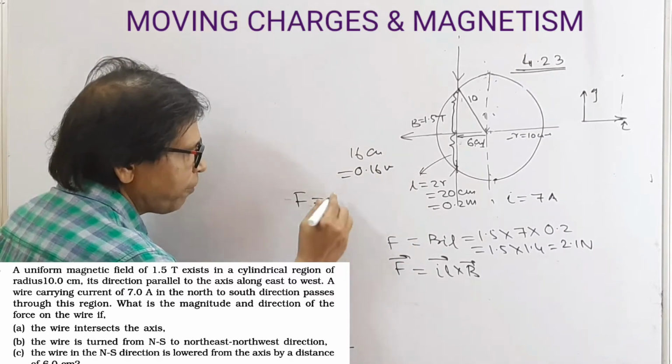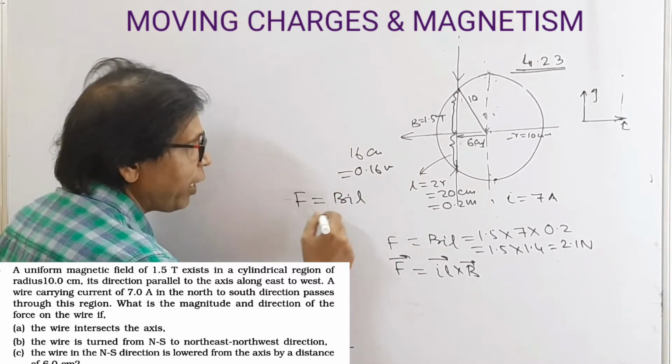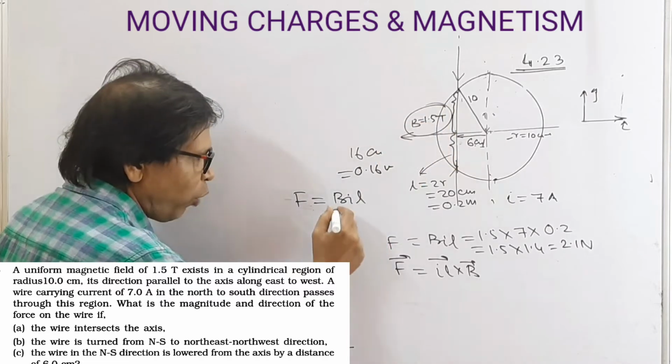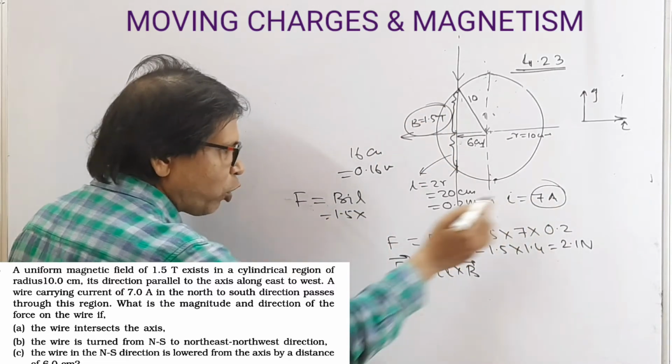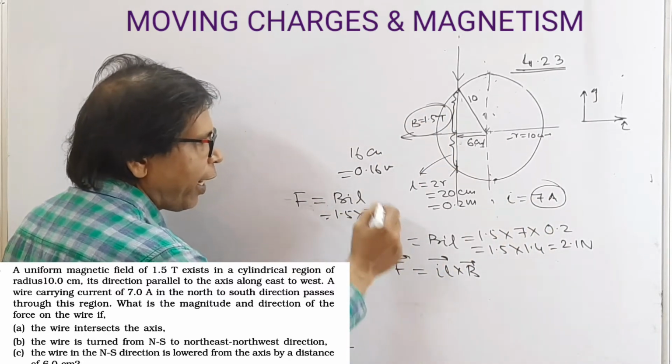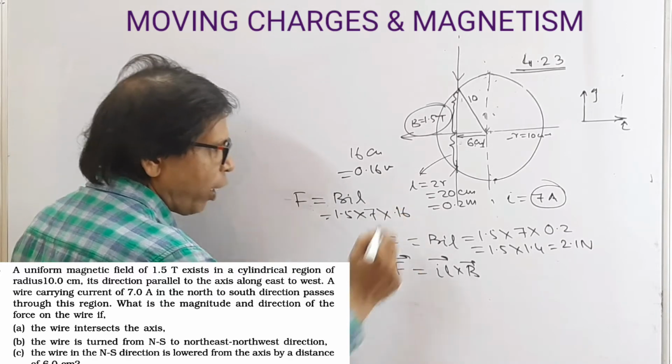So force is BIL. B equal to 1.5, I equal to 7, and this is the 0.16.